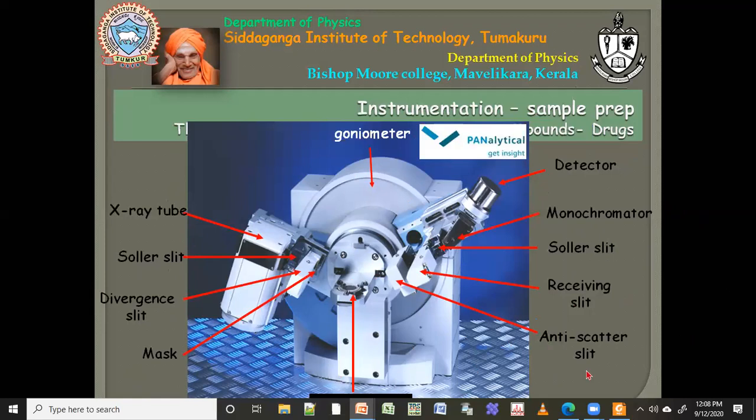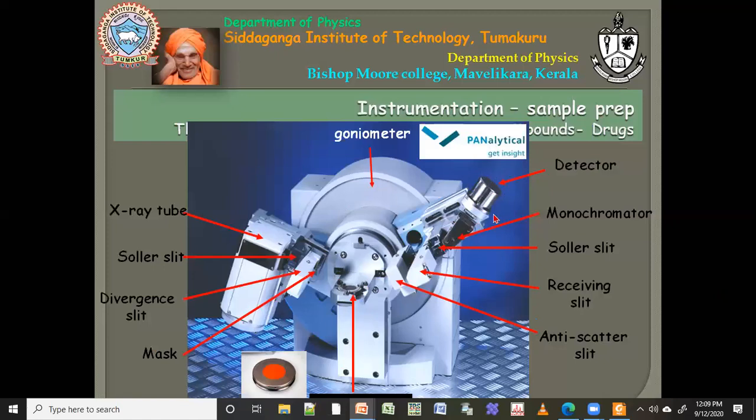You need an X-ray source. This is your X-ray tube, which will generate your X-rays, and this middle portion is your sample. You prepare your sample like this, and then you place it here. Then you need a detector. Whatever you are seeing here, this silver dome, is your gas detector.